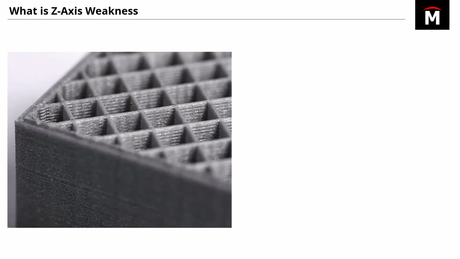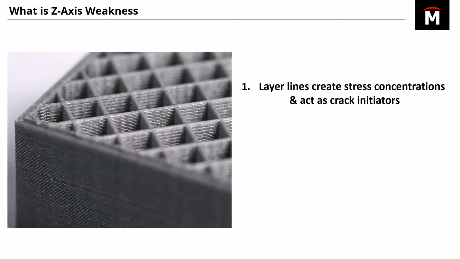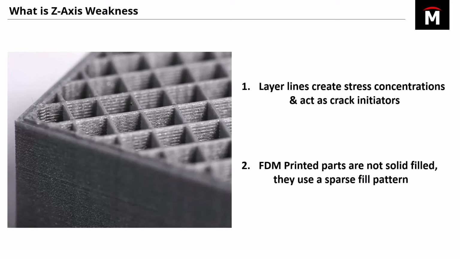The other two are mechanical, so I think it's a little more straightforward, at least for me. And it comes from the distinct lines that you see between layers in printing, and those create stress concentrations when force is applied, and they can also act as a sort of crack initiator, where the crack can then continue through the whole part because of our molecular weakness. And you couple that with the fact that FDM parts aren't typically solid filled, they use this sparse infill pattern, and so there's just less material overall holding the part together.